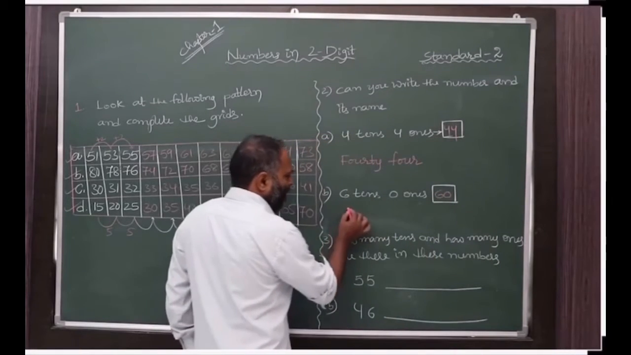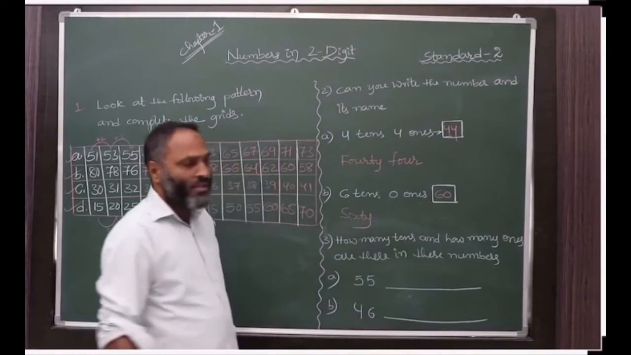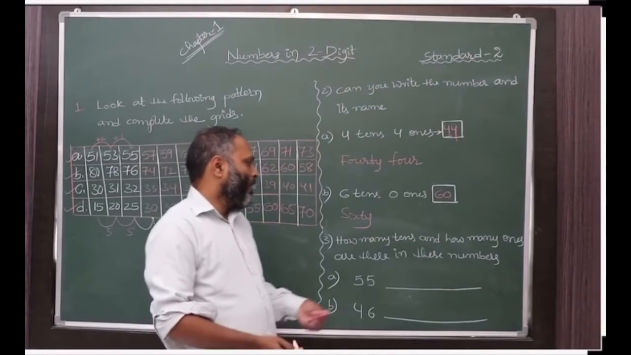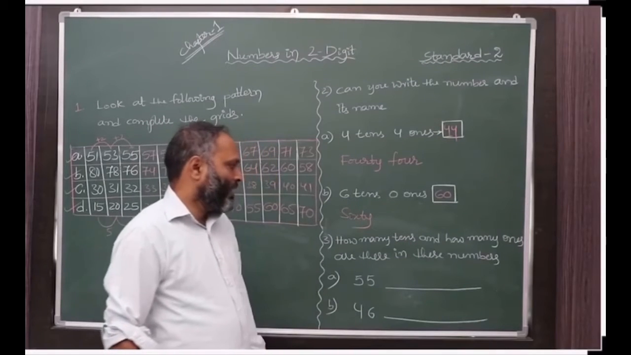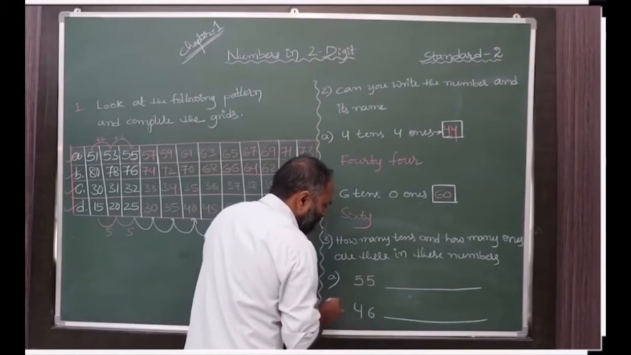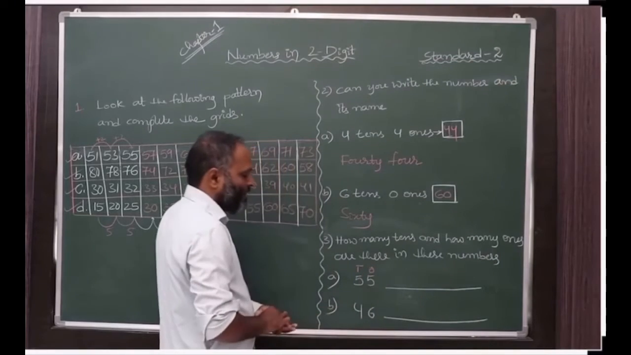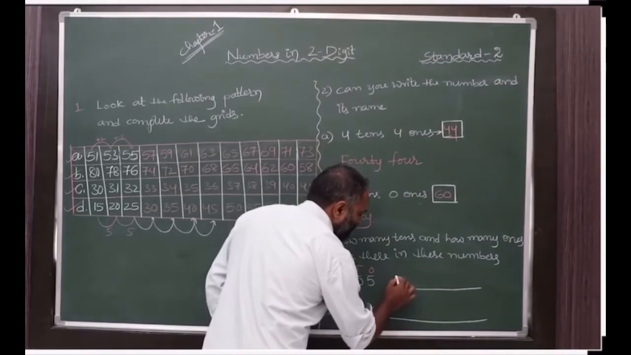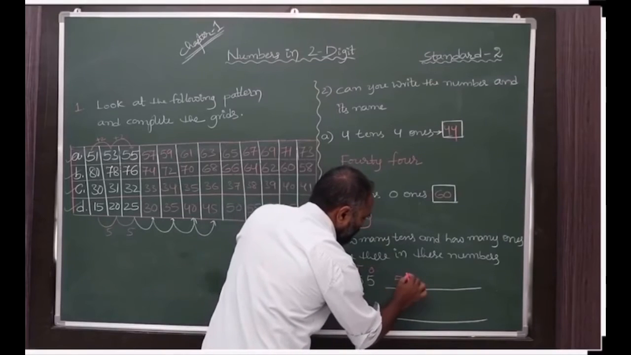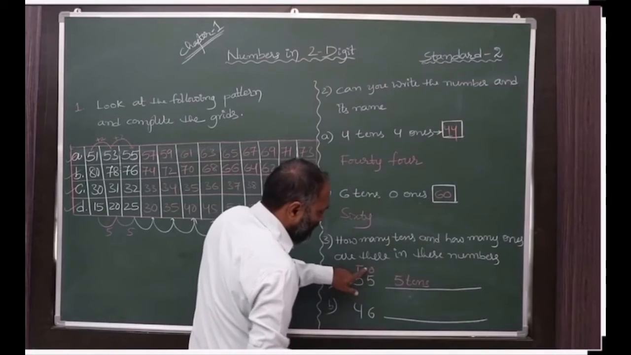Then the number name. 6 tens, 0 ones, that is 60. So in the third question, how many tens and how many ones are there in this number? How many tens? Here this is our tens place. This is our ones place. So 5 tens, 5 ones.